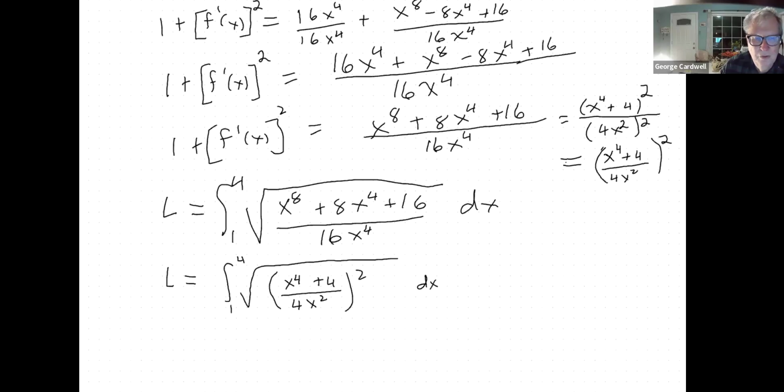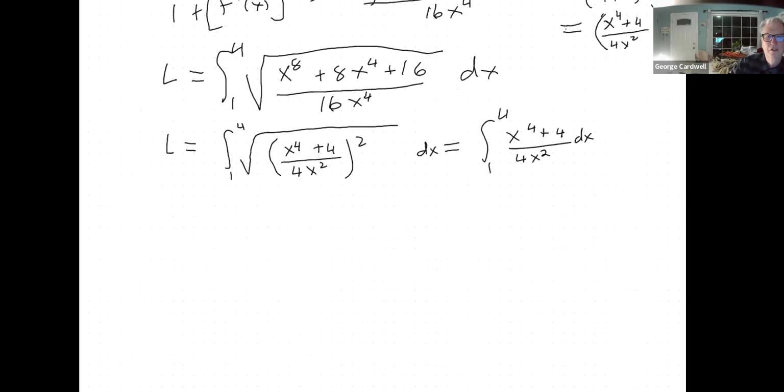So the square root of something squared just gets rid of the square root, right? Now this is your integral. Good. Now, it still maybe looks a little daunting, but it's really not that bad once you recognize, well, 4x squared is the common denominator for each one of these terms.